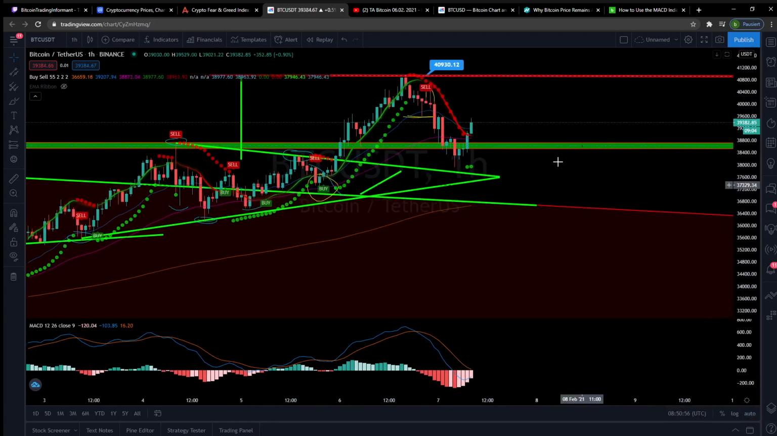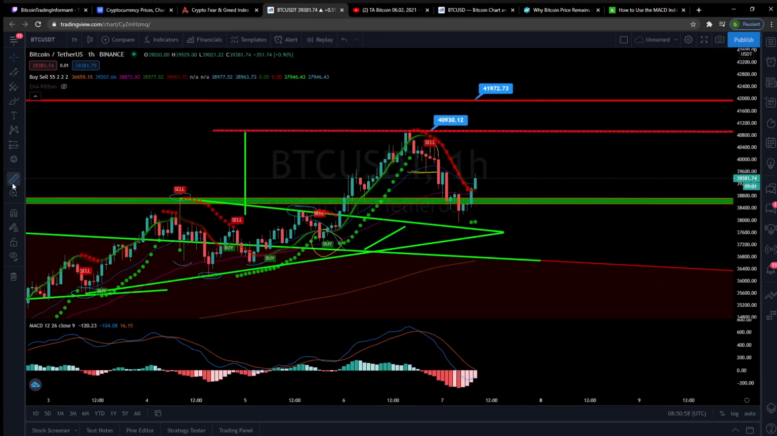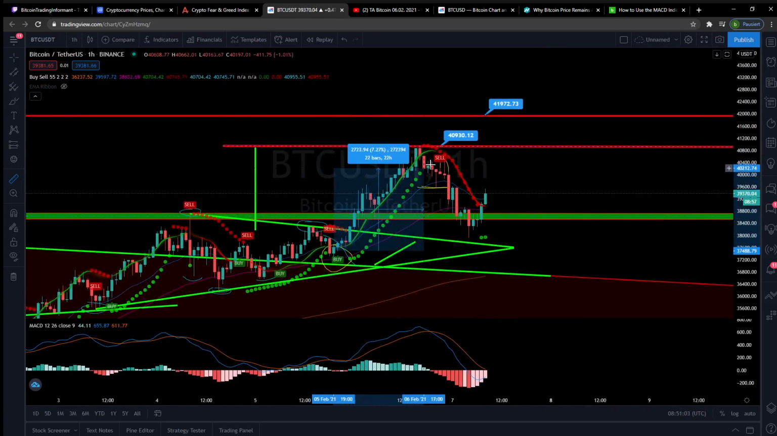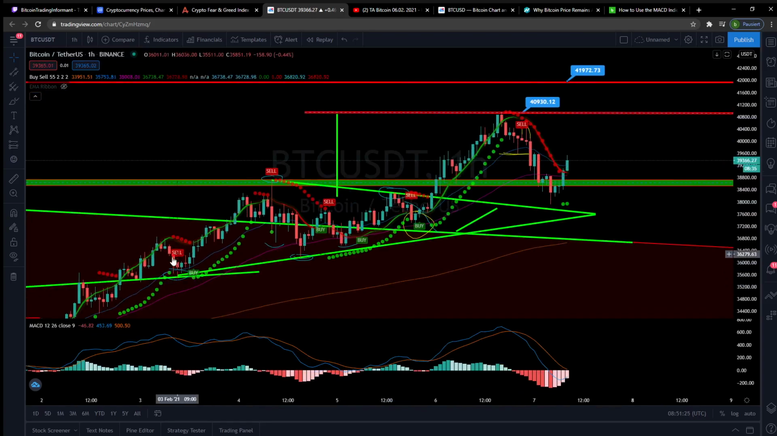Let's take a look at how much you made here. If you bought here and you sold here on this sell, 7%. So it's really easy to make a good trade if you use these buy and sell signals. Okay, it's clear. Here buy, here sell, not a good trade. Here buy, here sell, little trade. But this was a perfect trade.